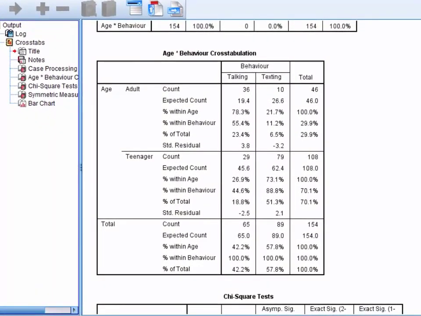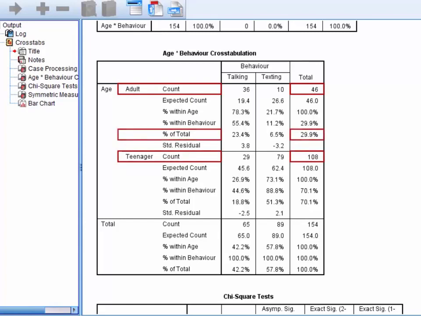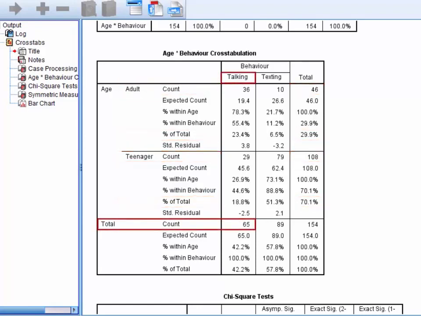Next, we need to examine the nature of that relationship. This can be done by looking at the cross-tabulation table. Looking at the total sample, there were 46 adults and 108 teenagers observed using their phones. In other words, 29.9% of the sample were adults, and the remaining 70.1% were teenagers. Of the total sample, 65 or 42.2% were observed talking, and the rest were observed texting.